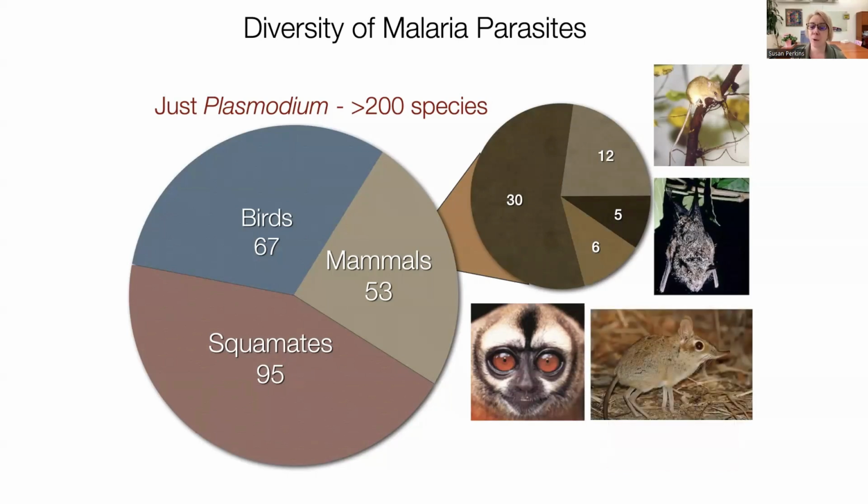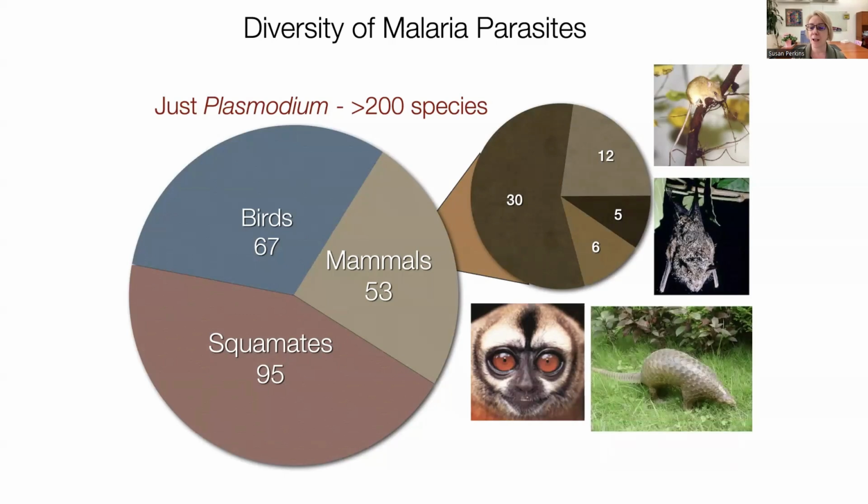There were a few reports of Plasmodium, I should say, in insectivorous mammals as well as pangolins, although I use this example a lot when we talk about conservation of hosts and parasites. With the critical conservation status of pangolins, I really do wonder if their parasites are even still around. Get back to my slide.